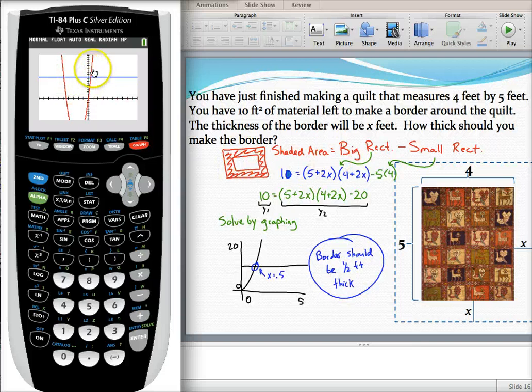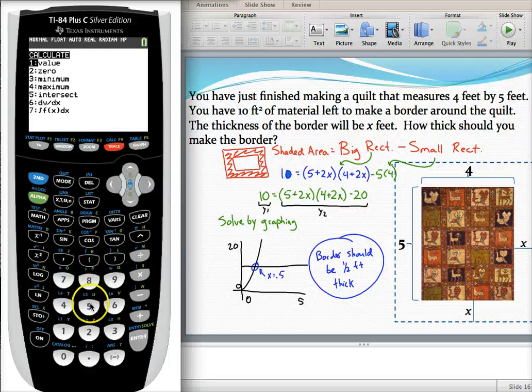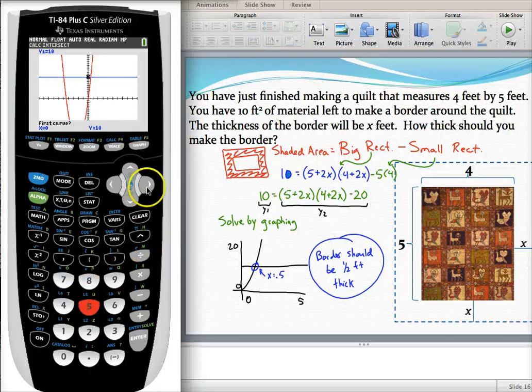So let's just find this intersection point to solve this equation. So hit second and trace. Select option 5, intersect. And just make sure your cursor is closer to this one, because if you just press enter 3 times, it'll pick the closer one. So I'm closer to that one. Press enter 3 times to answer their 3 questions. And it will calculate the intersection point for you.